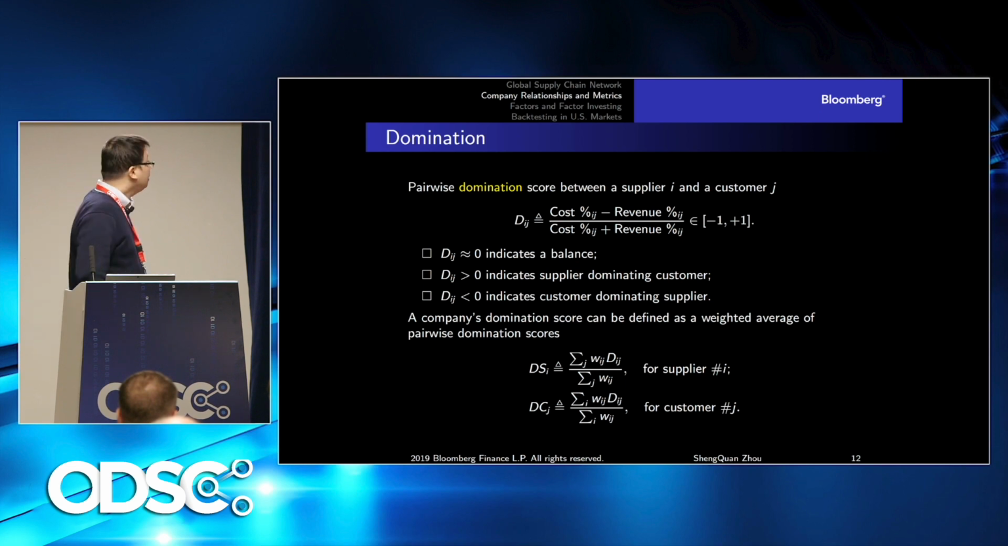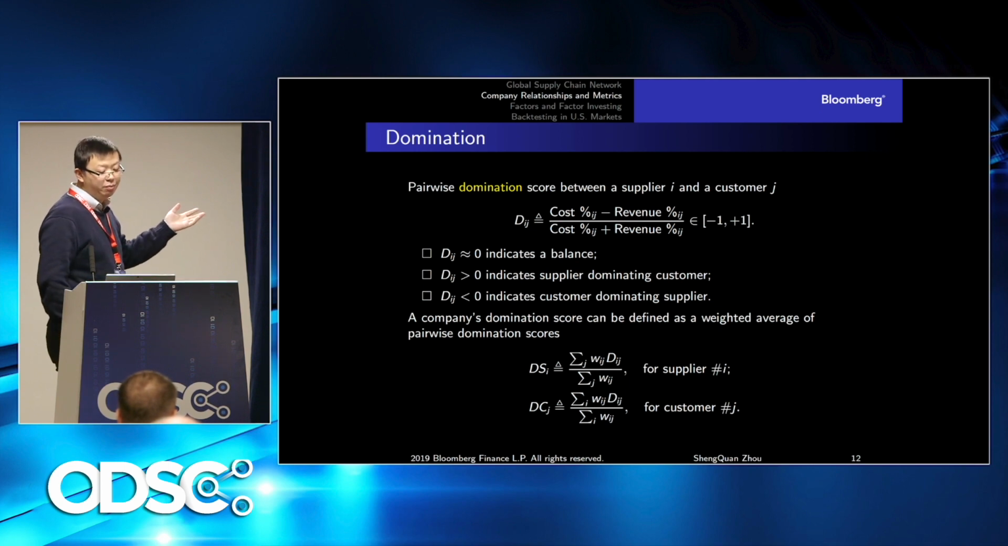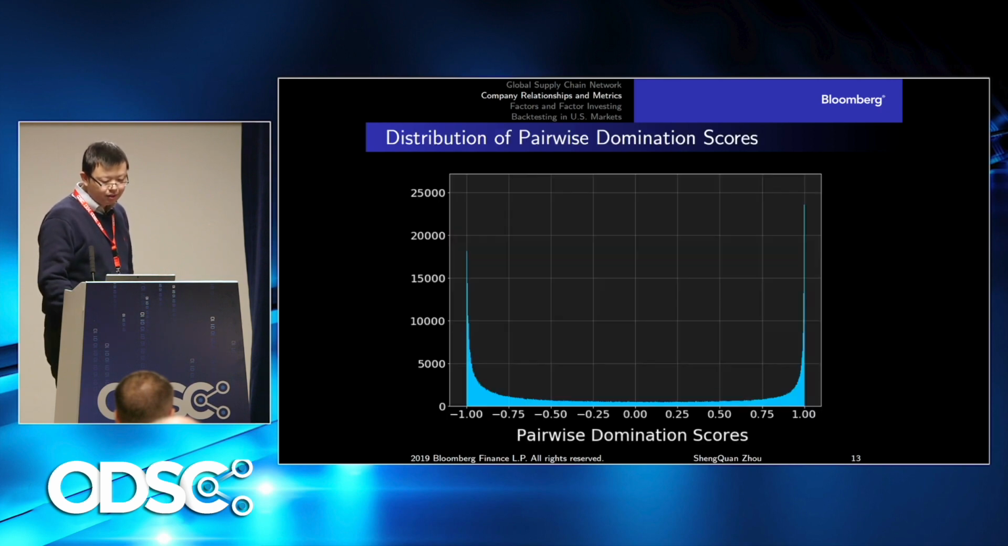Okay? Once you have the pairwise domination, you form a weighted average of the pairwise score and assign it respectively to the supplier and customer. You form a node-wise company metric we call the domination score. Here's a distribution of the pairwise domination all over the history, I think since 2012 of the data set I've used. So you've seen there's a fair amount of a relationship that's being dominated from either side.